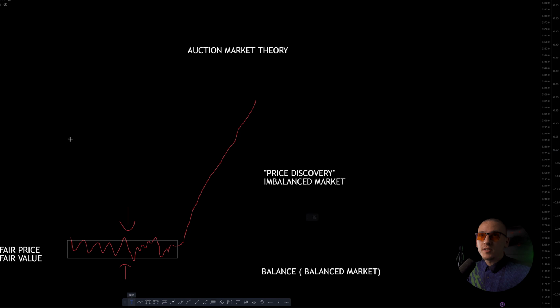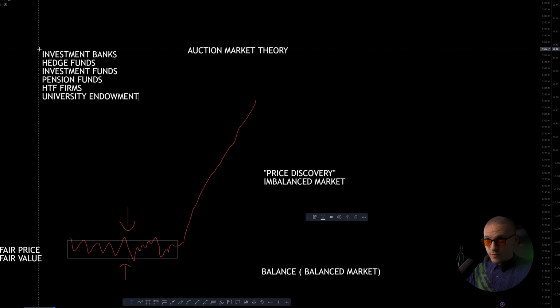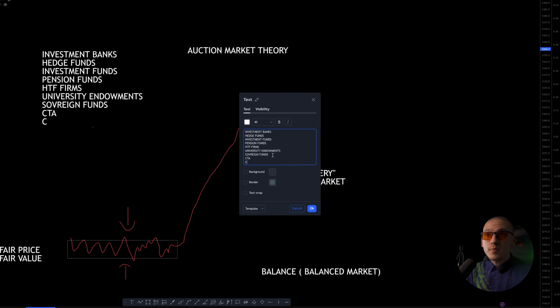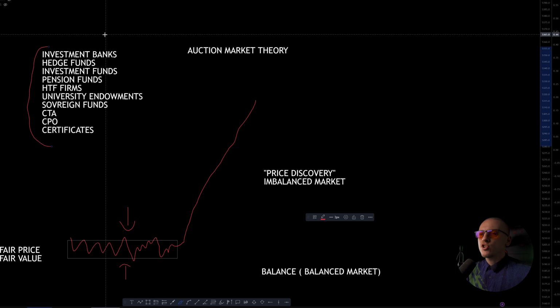The biggest market participants, as you know, are investment banks, hedge funds, investment funds, pension funds, HFT firms, university endowments or college endowments like Yale or Harvard, sovereign funds. Then you have CTAs, CPOs, and so on. So the participants in the markets are not just banks who hunt for retail traders' stop losses. The real war inside of the market is between big market participants.